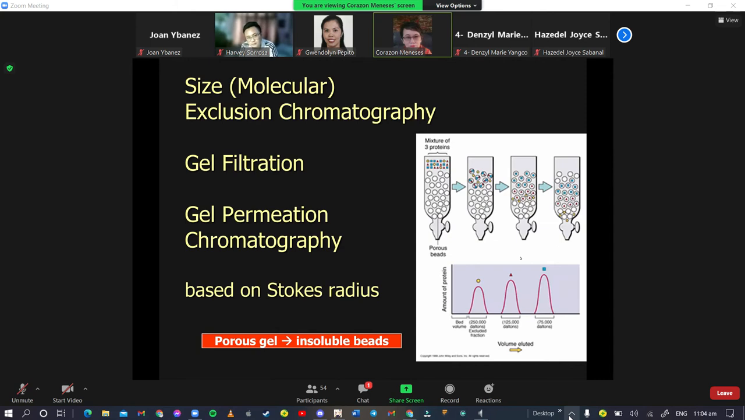And then size, or gel filtration, or gel permeation chromatography. It means the same thing. It has a lot of other names: size or molecular exclusion chromatography, gel filtration, gel permeation chromatography. It is based on the Stokes radius of the molecule. As you will notice, the last ones that will come out are the smallest, because they have to navigate into the holes present in the resin, the porous beads.